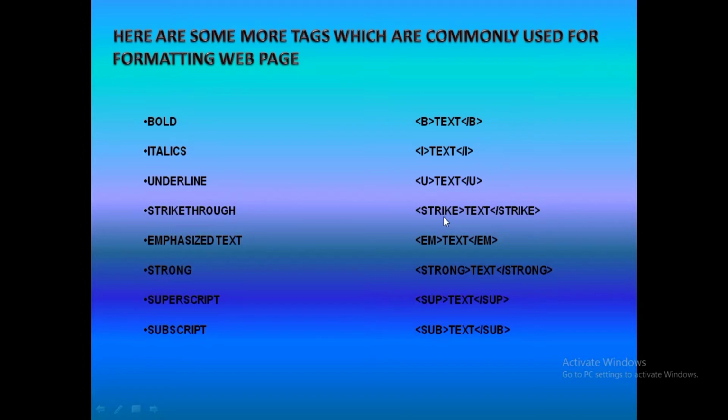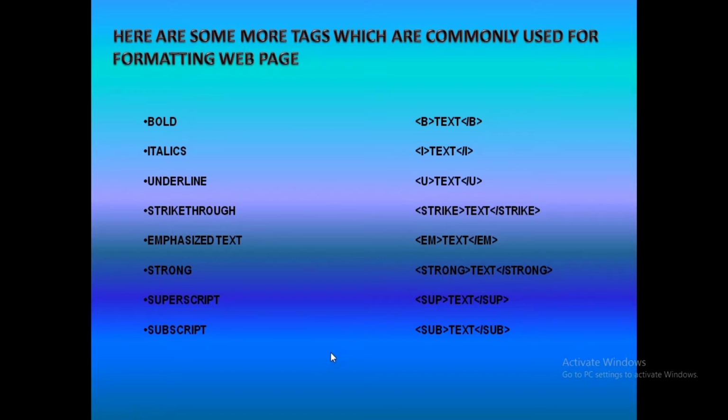Then the emphasize tag. Emphasize and italic are more or less the same, so if you want emphasized text, you use em. Then again, strong and bold: if you see the output, both are the same. You can use both, but mainly strong is used instead of B. If you want the word to appear bold, you can write strong, or B also.